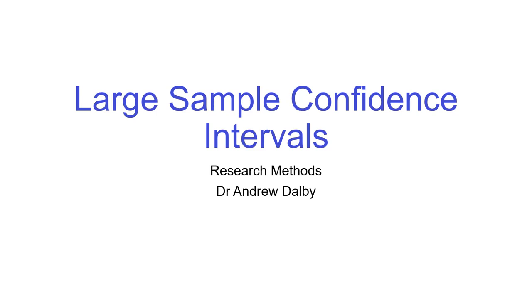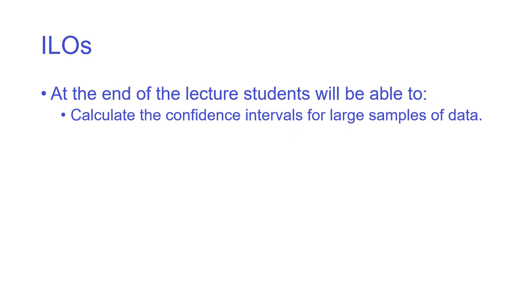Now I'm going to describe how you can calculate these things called confidence intervals. This example is going to be for the large sample confidence intervals, but there are also small sample confidence intervals that we'll come to later. And the difference between one and the other is just the amount of data that you happen to have.